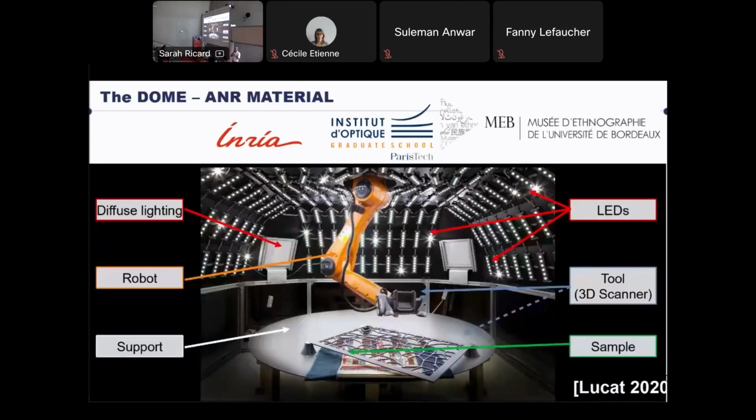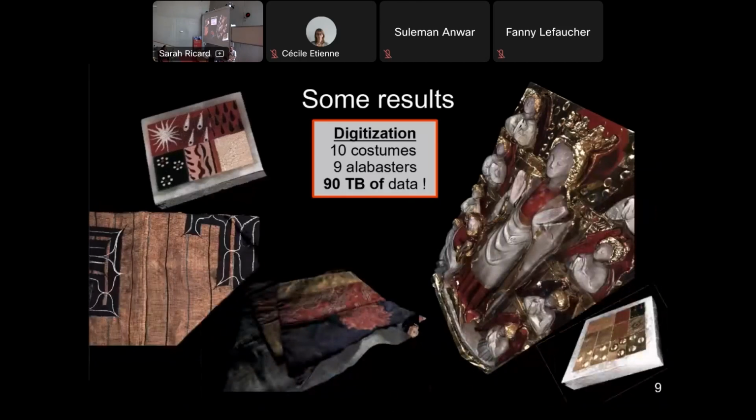So based on this hypothesis, there was a project named Materials between these partners that developed this robot in order to do the acquisition, 3D acquisition, and all the rest of the acquisition. And it results in a lot of data that are hardly manageable, hardly visualizable. So this is another question of why there is such a limitation.